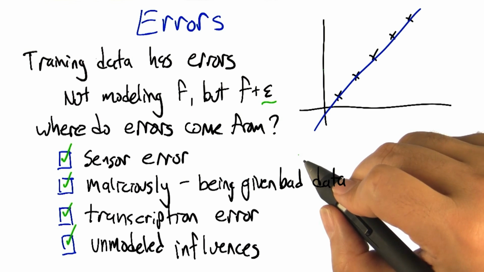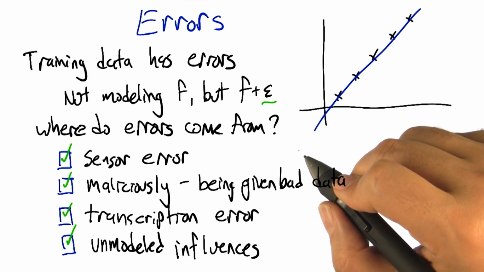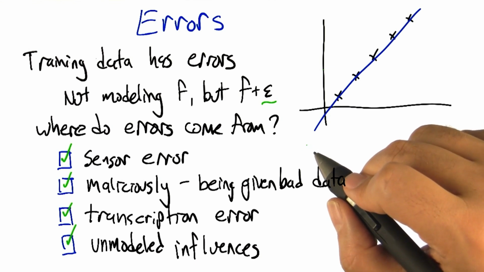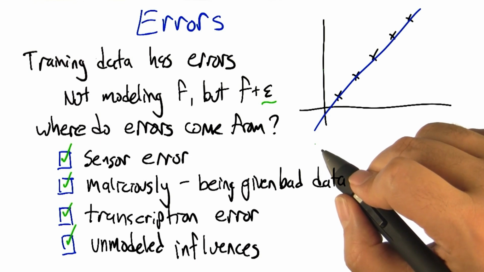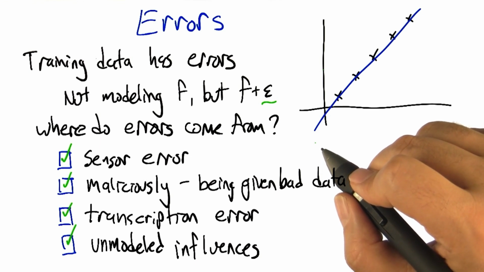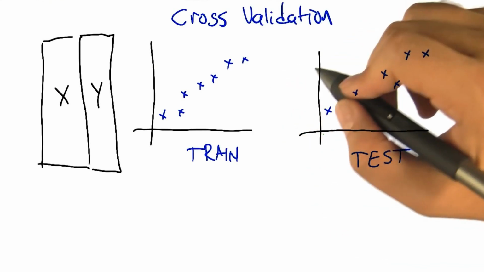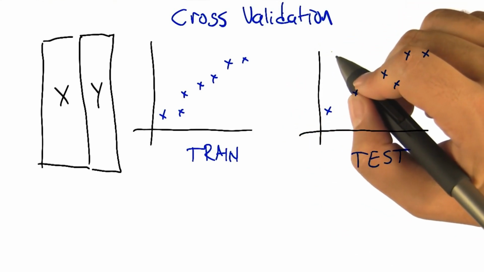We don't want to fit the error itself. We want to just fit the underlying signal. So let's talk about how we might be able to figure that out. How can we get a handle on what the underlying function really is, apart from the errors and the noise that are in it? All right, so let me try to get to this concept of cross-validation.